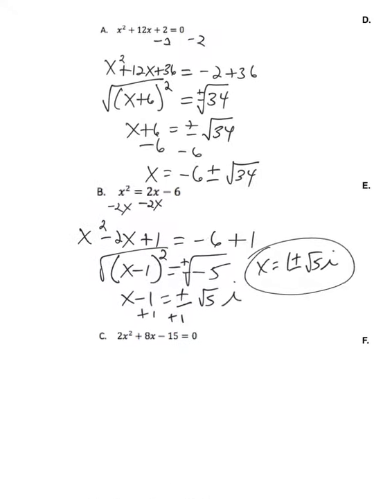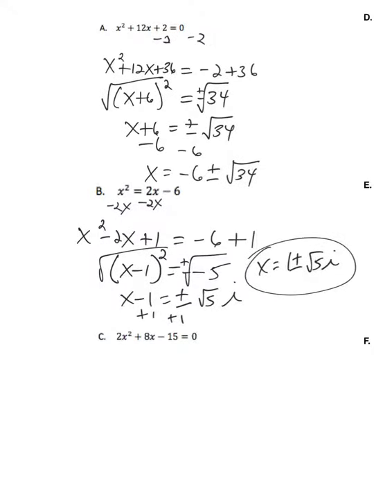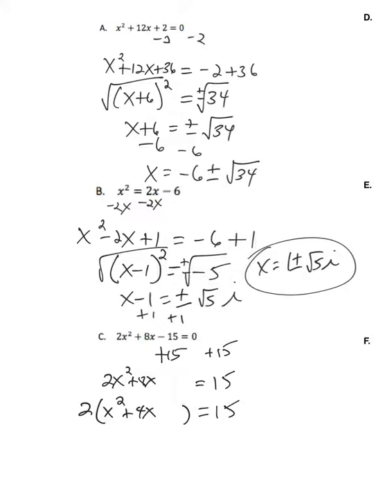Let's take a look here. Okay, so I'm going to add 15 to both sides. So I have 2x squared plus 8x equals, and then I have 15 over here. I'm going to factor out my 2. And I'm going to leave space. So right now, everything is equivalent.